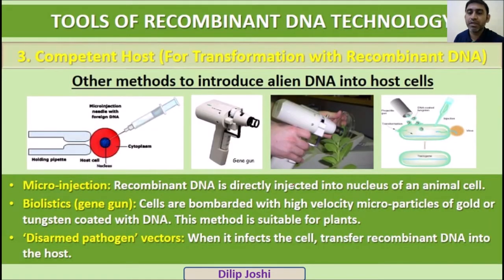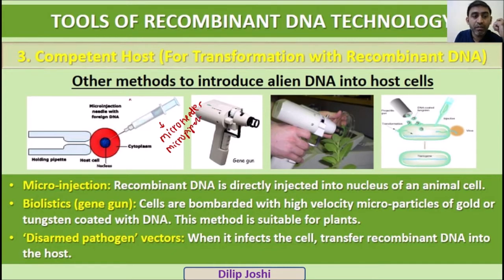And other methods are also used, like I told you about the different methods, like microinjection. In this method, recombinant DNA is directly injected into the nucleus of an animal cell using a microneedle. Either they will use a microneedle or a micropipette. A micropipette can also be used.